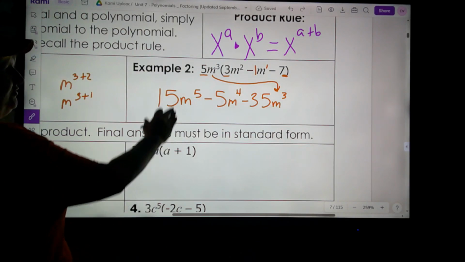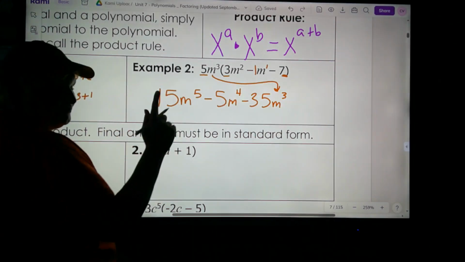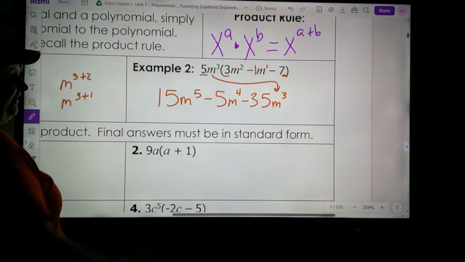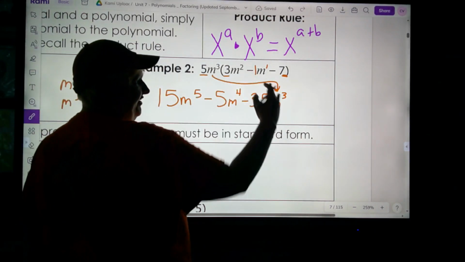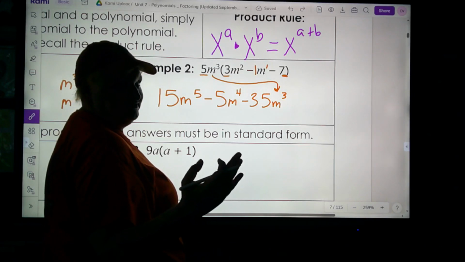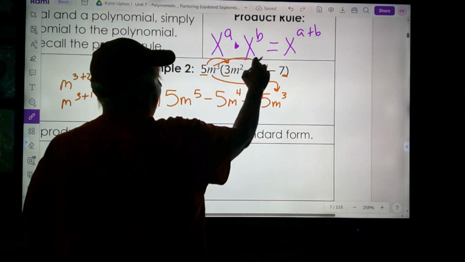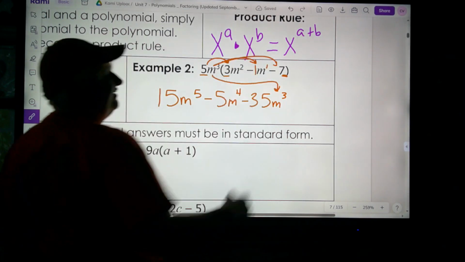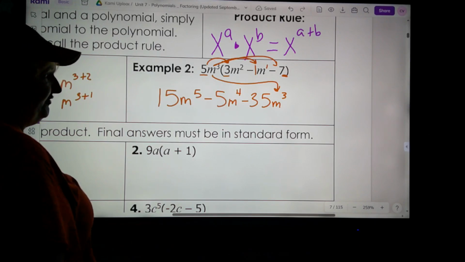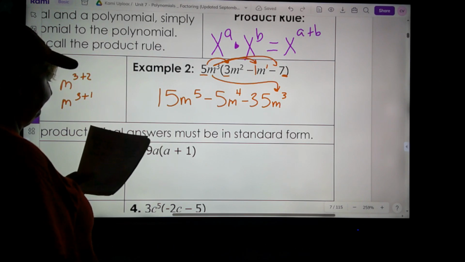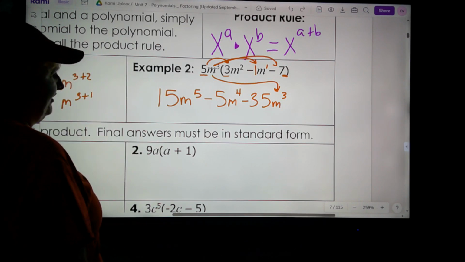That's how you distribute a monomial, one term, to a polynomial, multi-term. And it doesn't matter how many terms are in here. There could be 1 term or 15 terms. It doesn't matter. You just keep distributing once, then again, then again, then again, until you get them all. Right? Be careful with your signs.